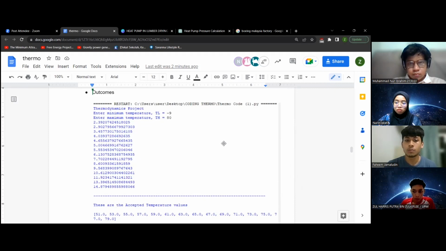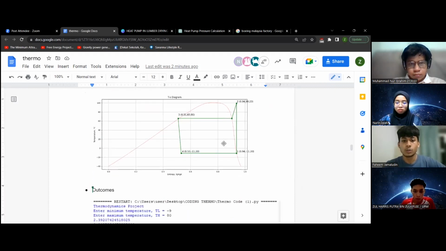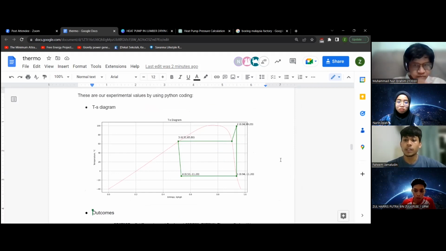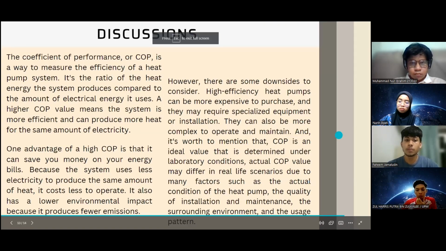Now, moving to our graphs. Through the values that we obtain, we calculate H using the interpolation method, and we have managed to get H1 until H4 and S1 until S4, and we're finally able to plot this graph.